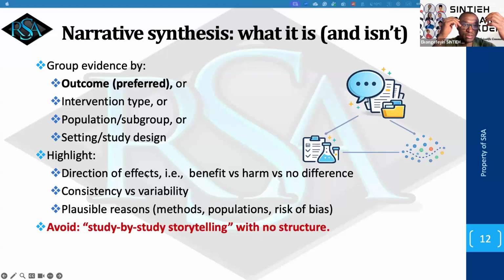And again, you need to talk about how similar the studies were, how consistent they were and how different they were in what they measured. Can you discuss the methods? Can you discuss the population? Can you discuss the risks of bias? These are things we have already done, and it is at this point that you come to see what you can talk about in the risks of bias, in the nature of the populations, and in the methods that the studies used. And like I said, you need to avoid study-by-study storytelling with no structure. You want to structure things by outcome, by intervention, by methods. That's how you discuss it.